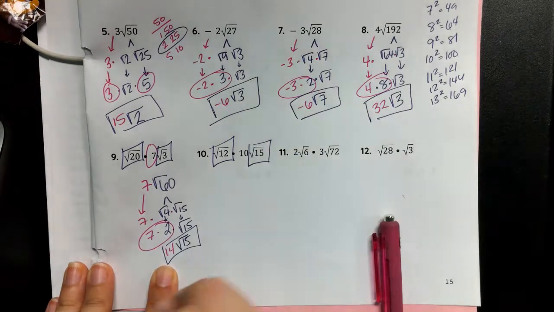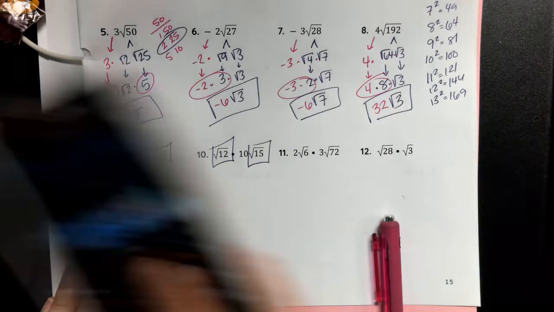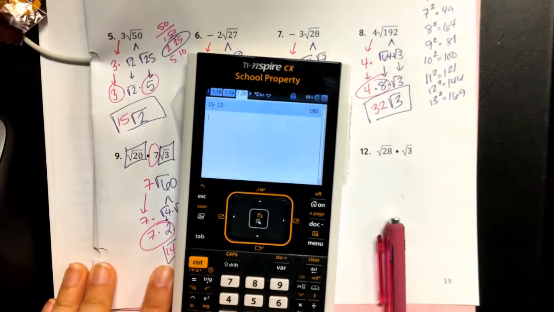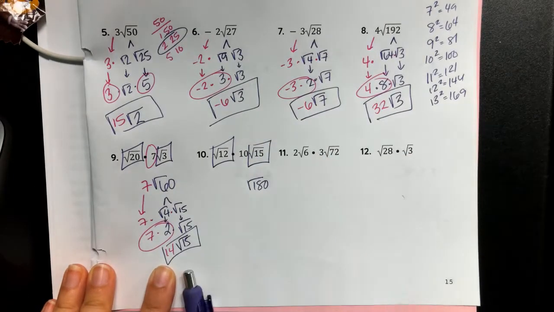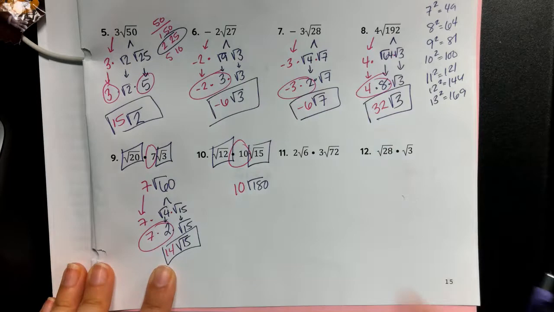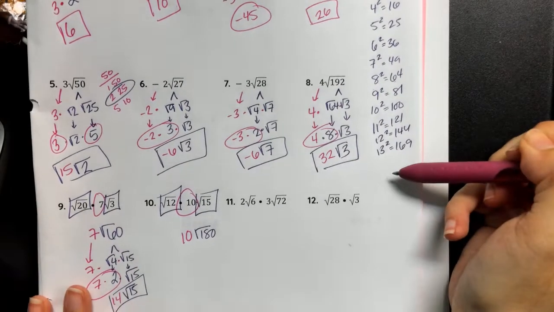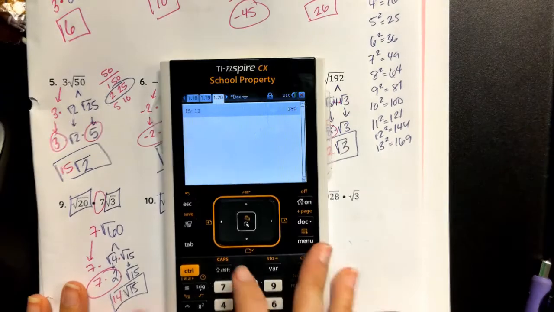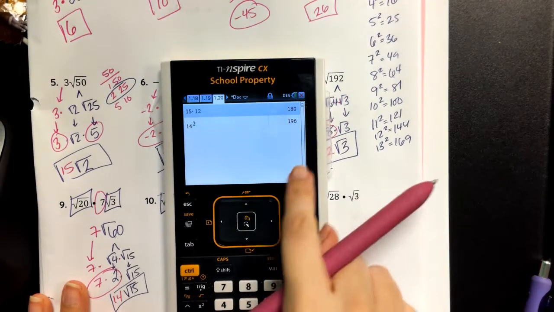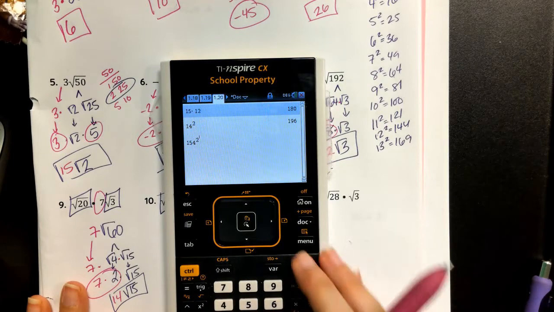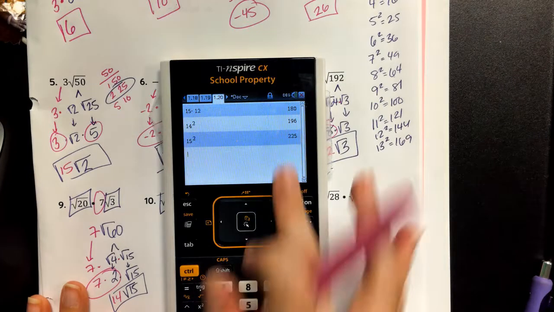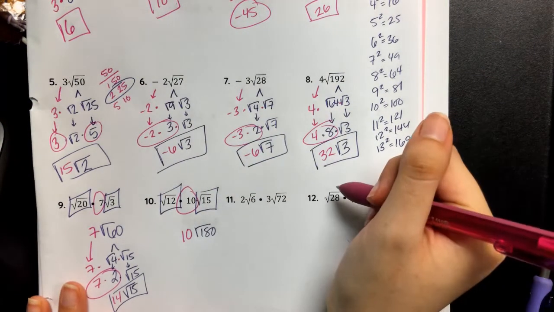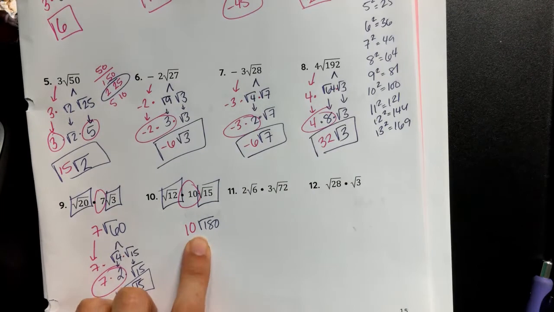15 and 12. Well, we'll do 15 times 12, and we can multiply these two because they both have the radical, which is 180. Check to see if 180 is a perfect square. Let's keep going. 14 squared is 196. 15 squared, oops, is 225, too high. So it is not a perfect square. So we have to find all our factors of 180.